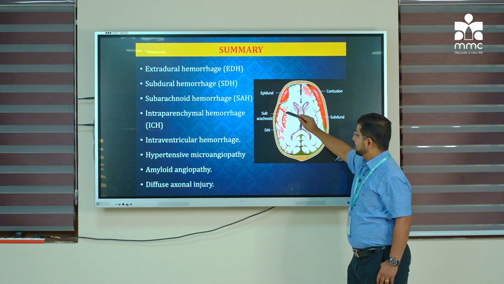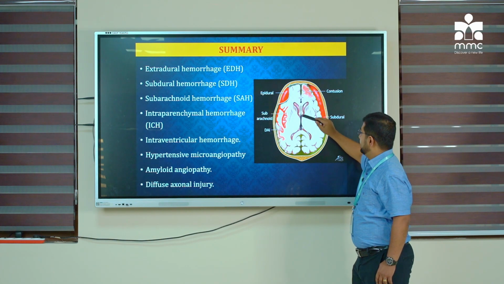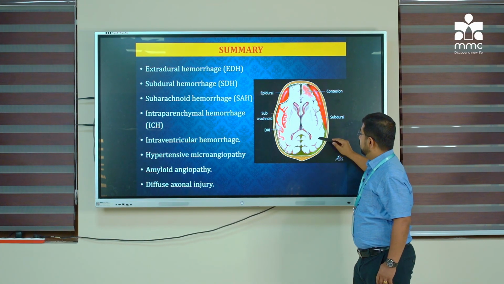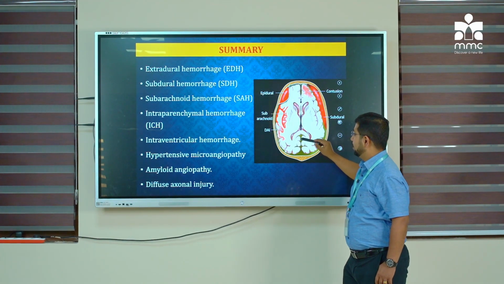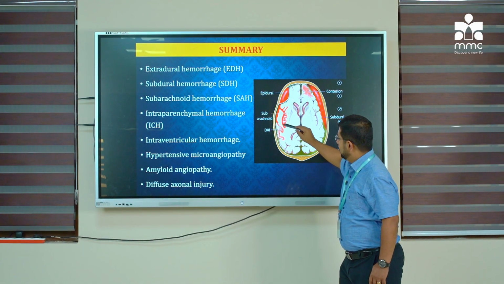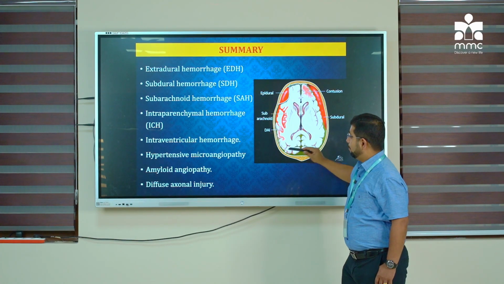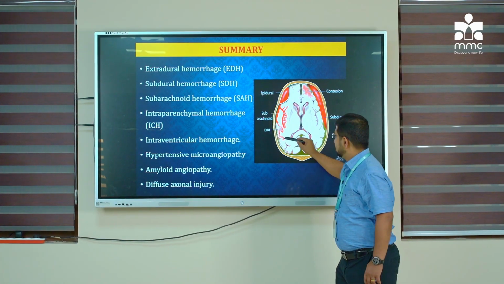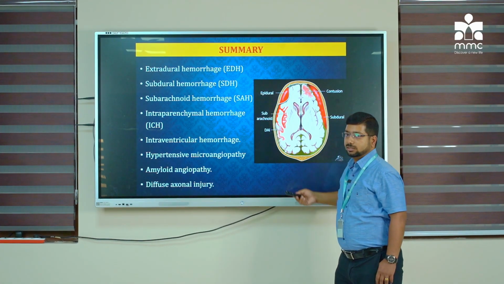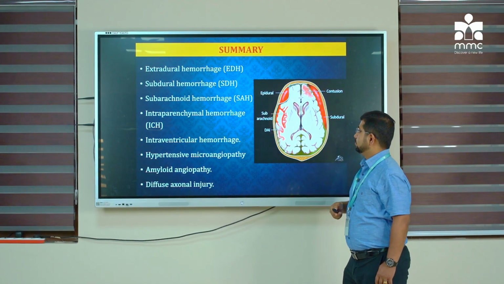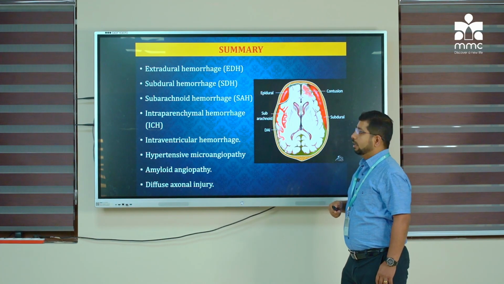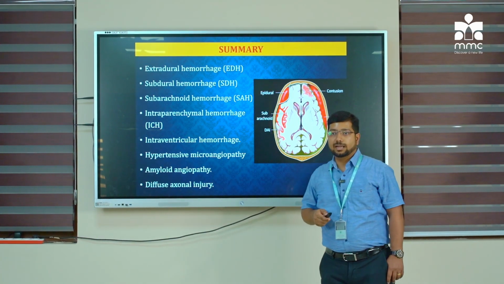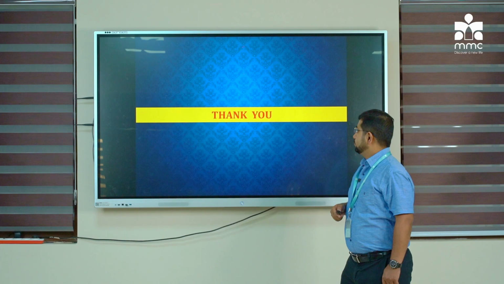Then we have subarachnoid hemorrhage. Then we have intraventricular hemorrhage, and we have small bleeds due to hypertensive microangiopathy in the basal ganglia. Then bleeds in the cortex due to amyloid angiopathy, and diffuse axonal injury, where there will be small bleeds at the grey-white matter junction. So this was a summary of the class today, where we looked at the different types of intracranial hemorrhages which can occur. Thank you.